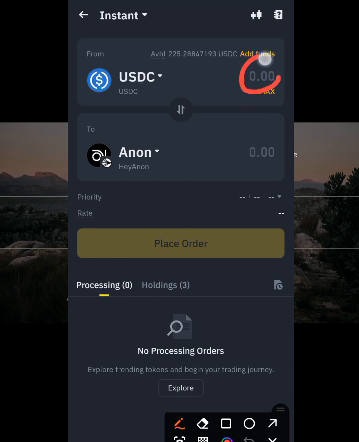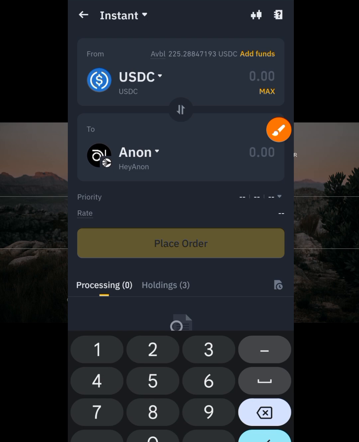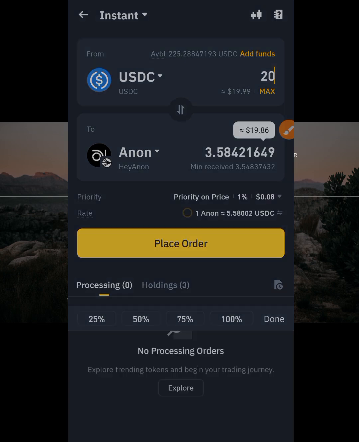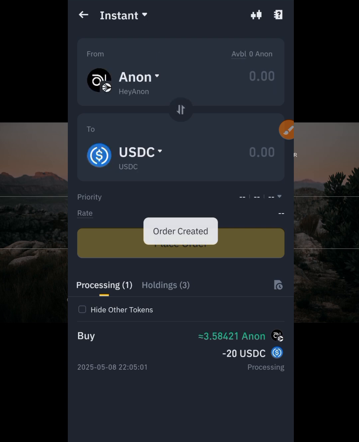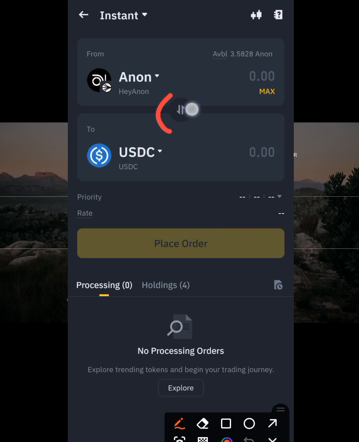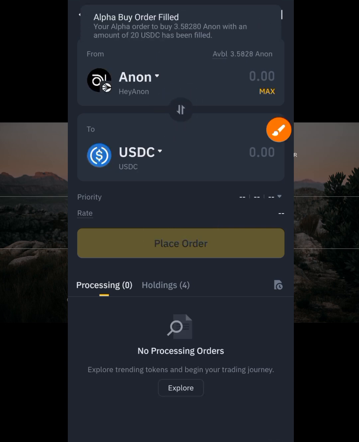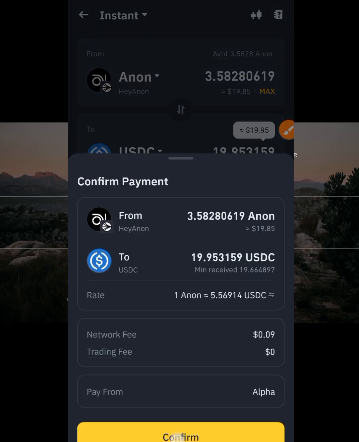It doesn't actually take anything out from you. Let me just say 20 dollars. I'll explain everything, how to calculate your points. This is just kind of a general overview. So just click on place order, confirm, and voila, it is traded. Now go back again, click on this place to switch it, and then you can just swap it back. As you can see now, I have just done the transaction.